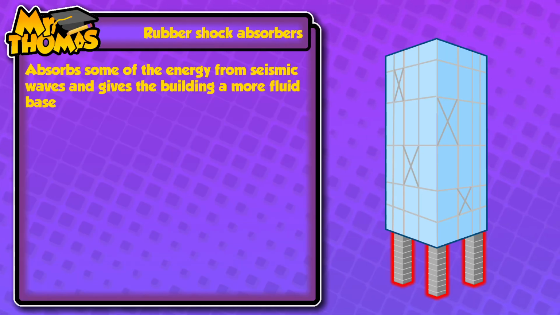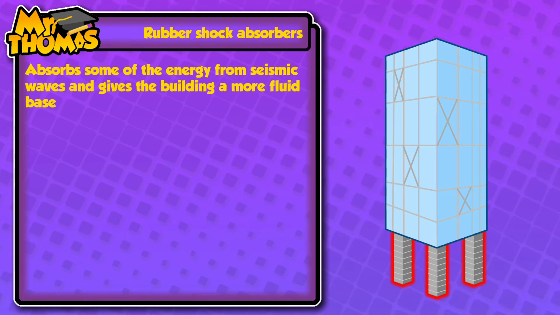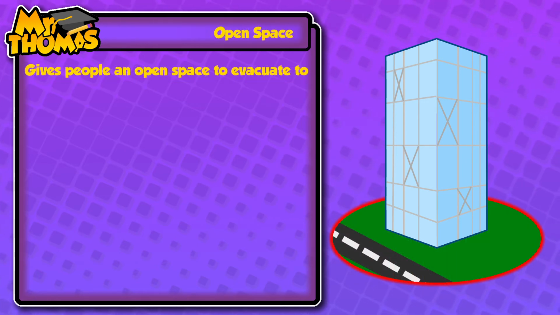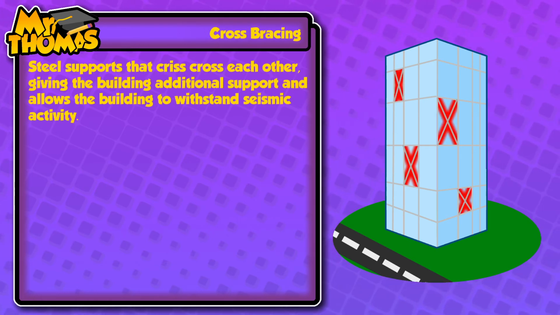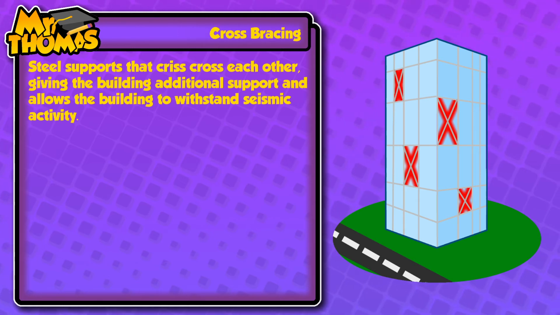As well as prediction and preparation, we also have protection. Protection comes in the form of earthquake-resistant buildings that are unlikely to collapse in the event of an earthquake. We protect buildings in a number of ways. At the bottom of the building, we can build rubber shock absorbers to absorb the energy from the tremors. Around the building, we can ensure open spaces so that people have space to evacuate. Cross-bracing is a design technique used where diagonal supports crisscross each other and allow the building to withstand seismic activity.